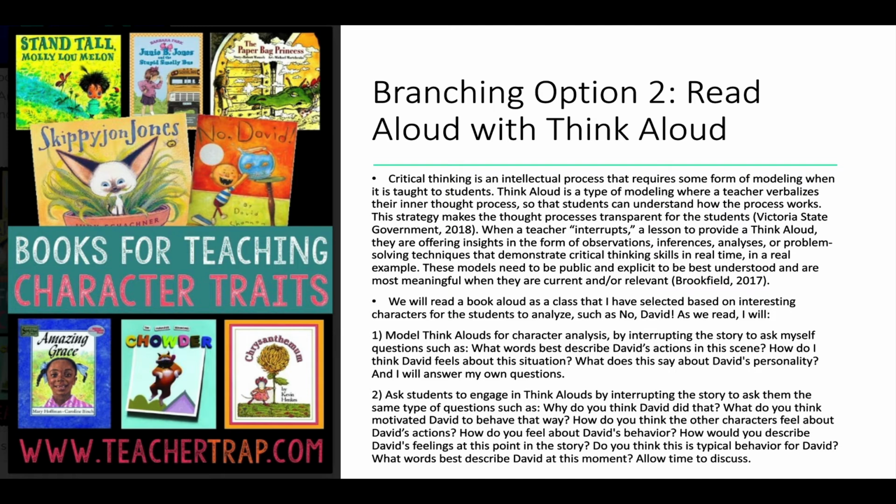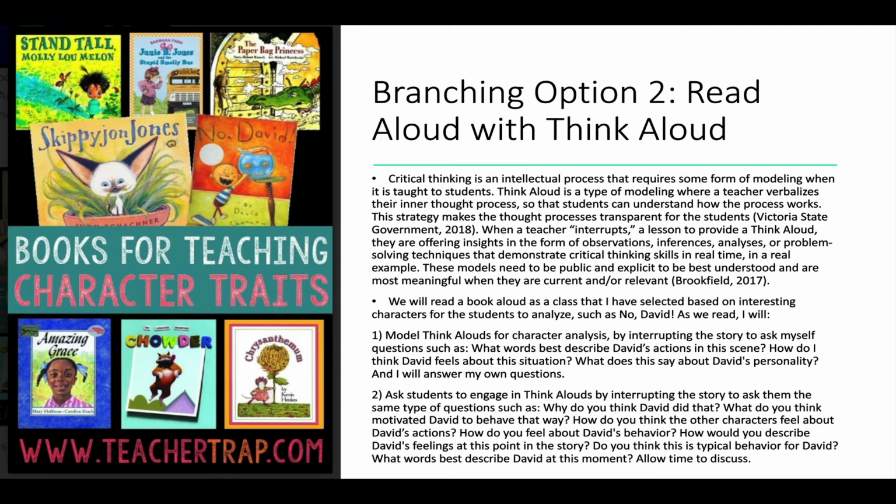As we read, I will model think alouds for character analysis by interrupting the story to ask myself questions such as, what words best describe David's actions in this scene? How do I think David feels about this situation? What does this say about David's personality? And I will answer my own questions in real time to the students.